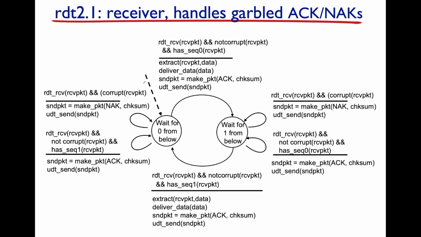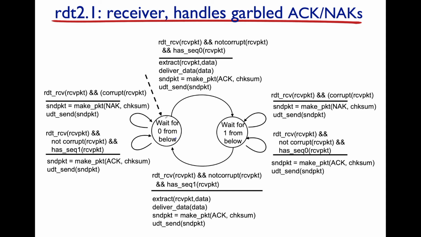And so this is the receiver behavior for RDT 2.1. We start out in our start state, and you're waiting for the packet stamped 0 from below. Now let's assume that you get an RDT receive from below. It's not corrupt. You get a non-corrupt packet, and let's say it has sequence number 0. Of course, if it has sequence number 0, that's what you were expecting to get, right? So you got packet stamped sequence number 0.